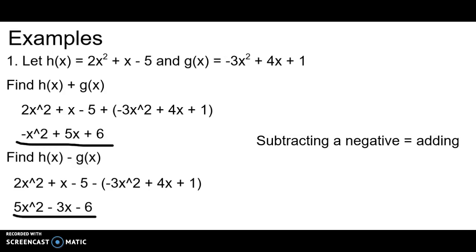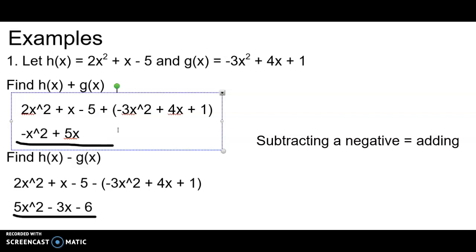I'm realizing now that I've made a mistake. You might have already noticed it, but I'll go back. This was negative 5 plus 1, not positive 5 plus 1, so let's go back up here and fix our mistakes. This should have been negative 5 plus 1 is actually negative 4. So this is where we should have been, at negative x squared plus 5x minus 4. I mistook this negative 5 for a positive 5. So be very careful with the negatives.